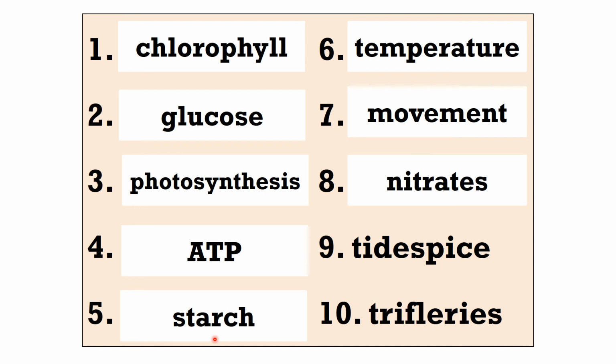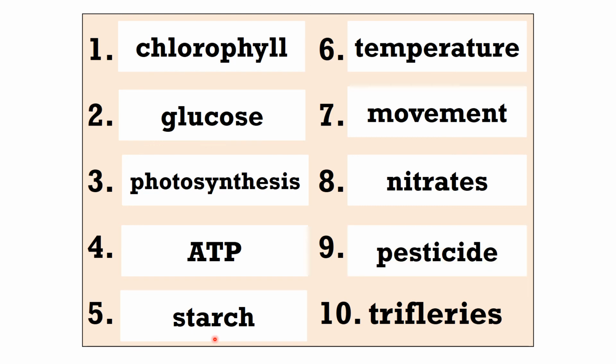Nitrates. So nitrates are used by plants to produce amino acids, which are then used to make protein. Or you could say nitrates are present in fertilizers to improve plant growth.